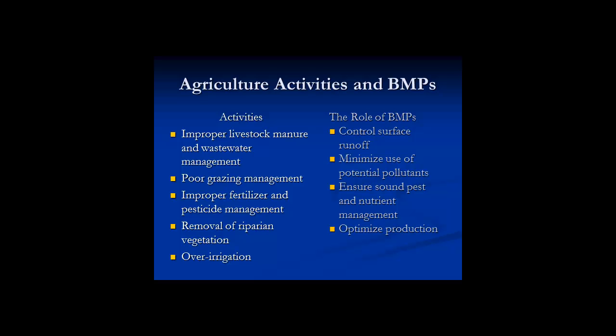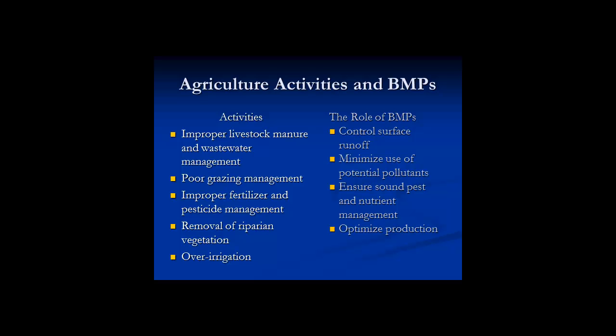Improper fertilizer and pesticide management, where you're storing that, when you're using that. The removal of riparian vegetation to be able to use more of that land. And again, over irrigation.